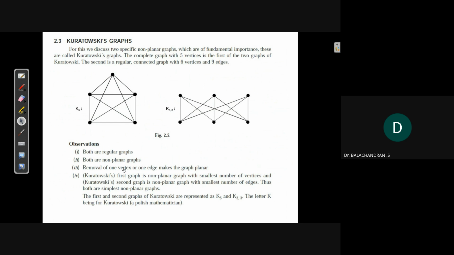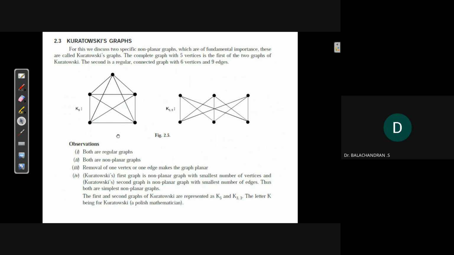And the removal of one vertex or one edge makes the graph planar. From this, if you remove one vertex or any one edge from either this graph or this graph, the resulting graph is what? Planar. Okay, already it is non-planar. If you want to make it planar, you should remove what? Either you should remove one vertex or what?